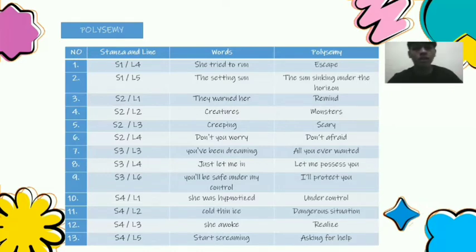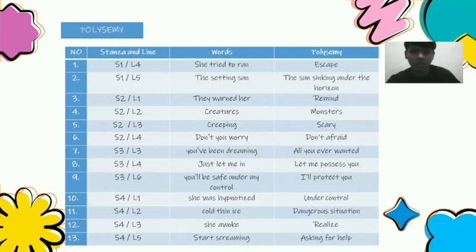Okay, next, the setting sun. The polysemy is the sun sinking under the horizon. So here the setting sun or sunset means the sun is sinking under the horizon, like it is already gone. The sun goes down. Okay, the next is they warn her. The polysemy word is remind, and then the creatures. Here the polysemy is monsters. And then creeping, the polysemy is scary.